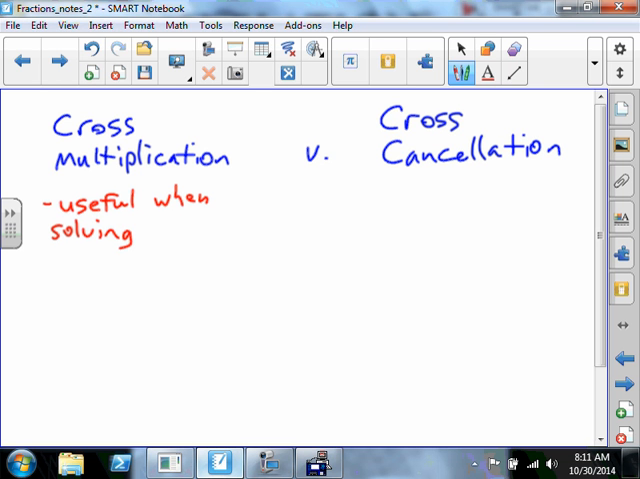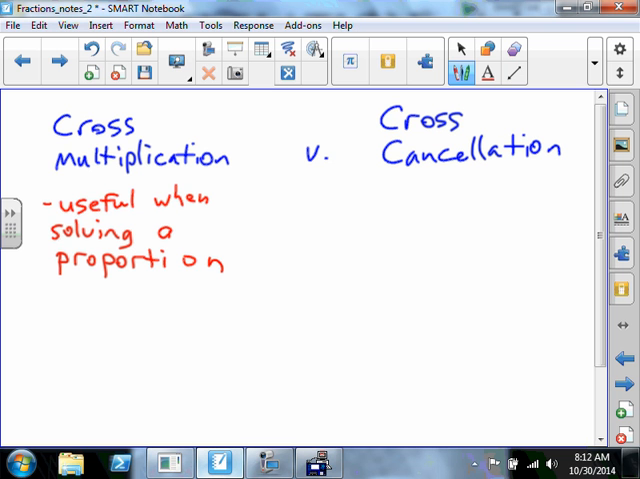When you have a fraction equal to a fraction, what's that called? Starts with a P, ends with an N, and has another P in it somewhere. Thank you. When solving a proportion. That's when you use cross multiplication. Some people think you cross multiply to multiply fractions. No, you don't. Cross multiplication is used when solving a proportion.